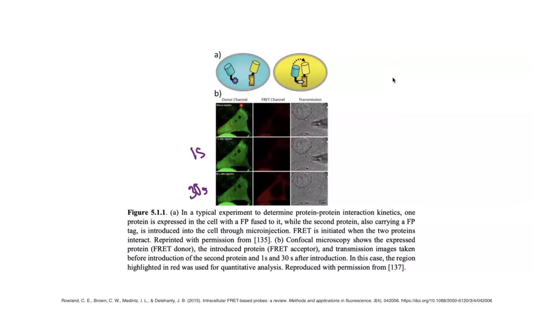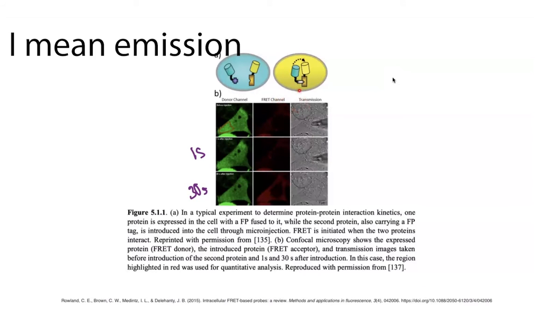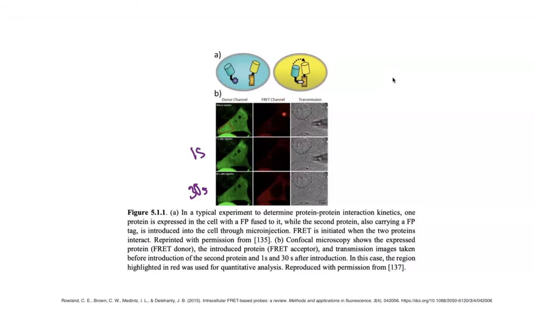So in the first panel, they're showing the emission of the donor. And remember, you excite the donor and then it emits, and you can measure that. And in the second one, we're monitoring FRET. So this would be looking at the excitation of the acceptor. So this is the excitation of the donor and the excitation of the acceptor.